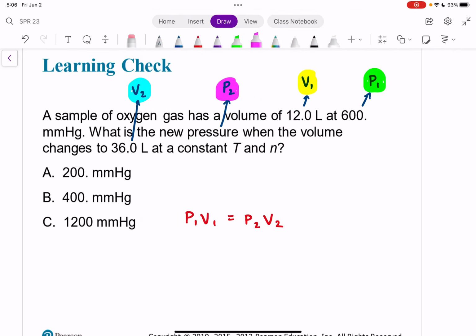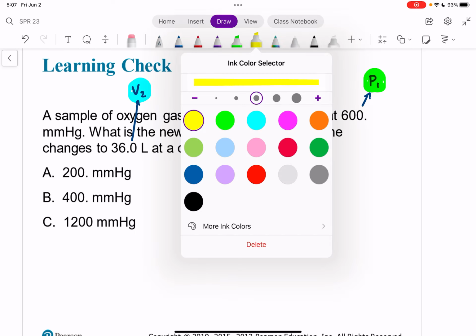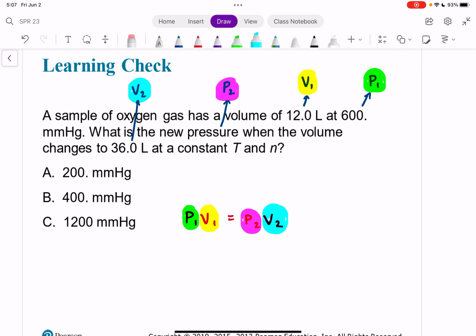Okay, so I have V1, P1, and V2, and I want to solve for P2. So let me go ahead and color code this. So I got my P2, I got my P1, I got my V1, and I got my V2. All right, so let's go ahead and plug these values into our equation.